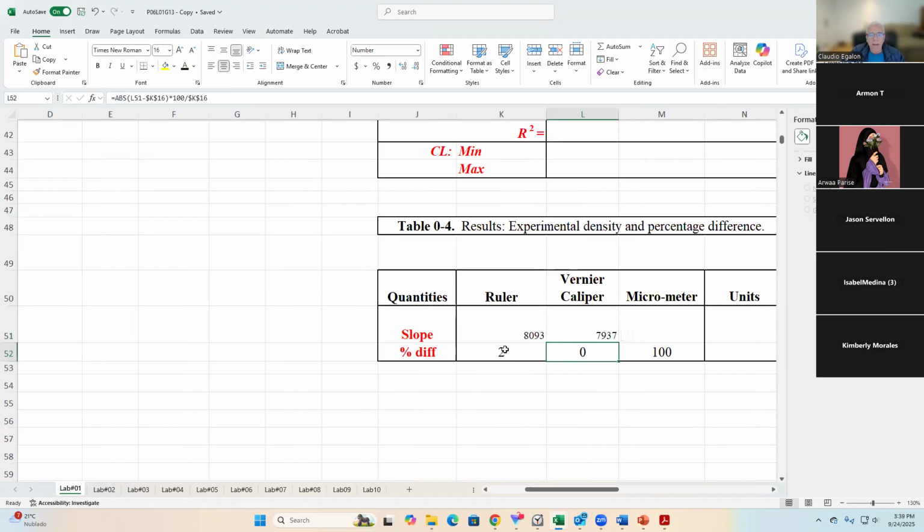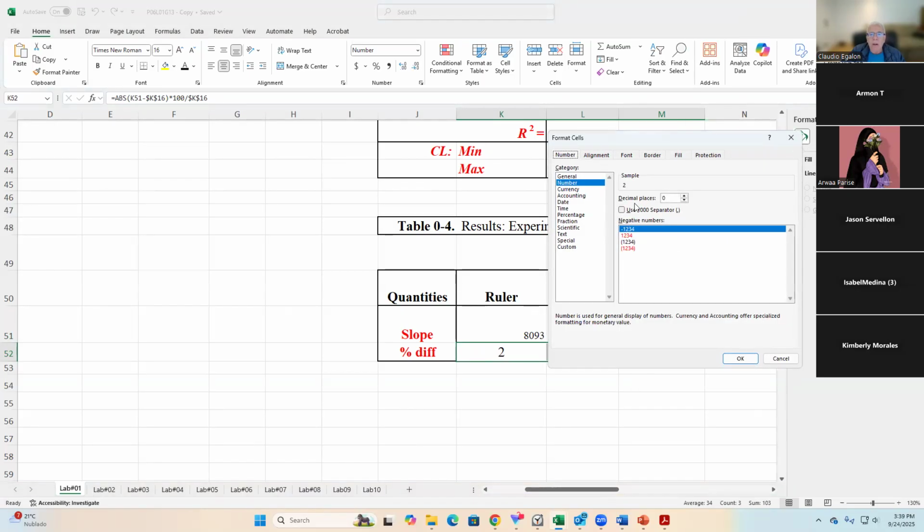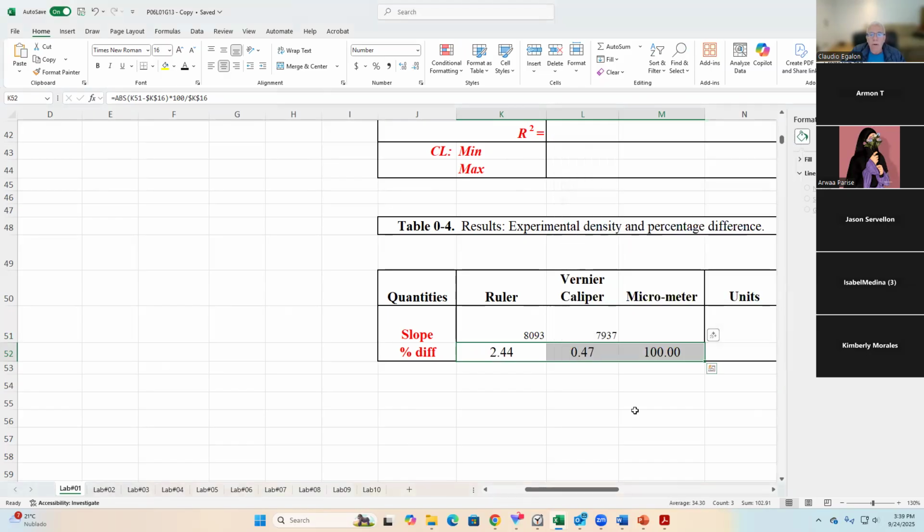Oh, see that? That's very good, right? Almost 0%. It's not exactly 0%, right? It is a little bit more than 0%. Let me change the font and put 2 decimal places here. Yeah, it's not 0%. It's 0.47%. So the vernier caliper measurements ended up better than the ruler measurements.